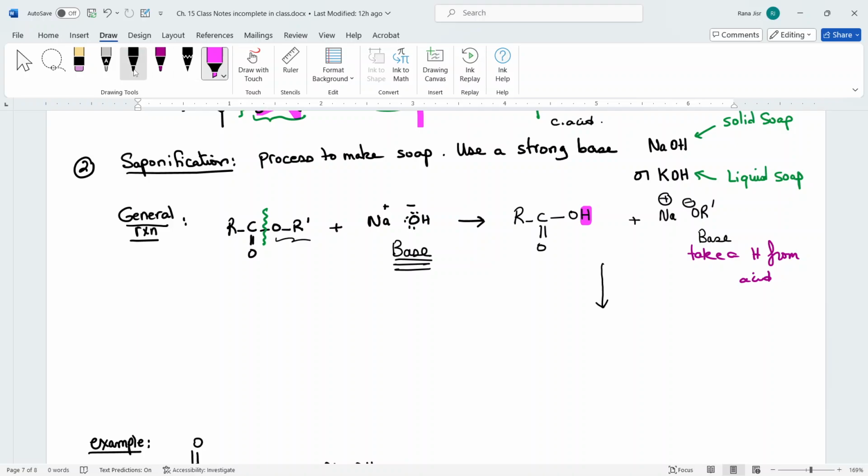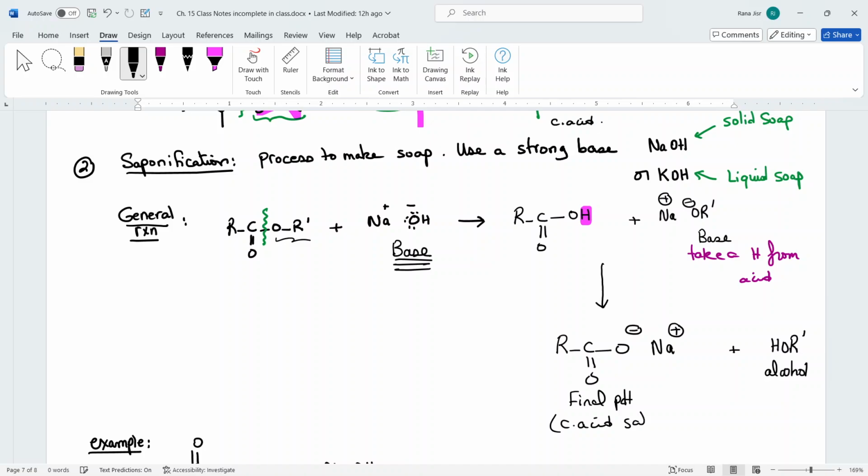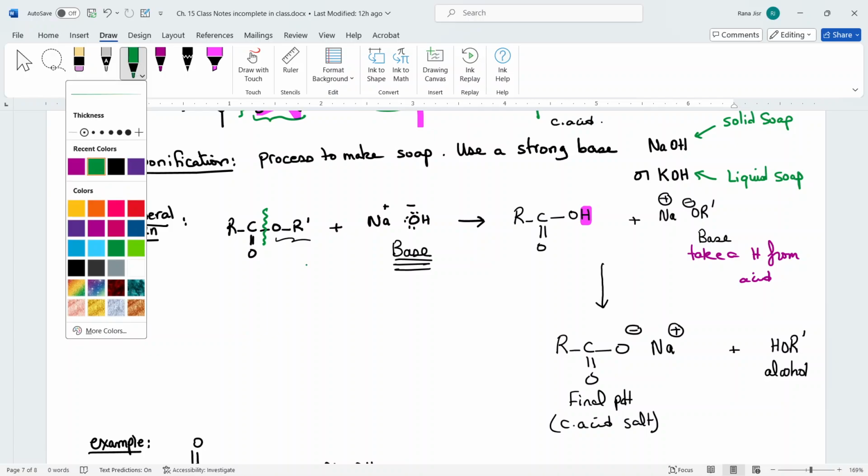So the base takes that hydrogen in there and it creates a salt in this case. So you have your negative charge that is balanced with the sodium, plus of course whatever the base took. This is the R prime OH in here, which is your alcohol. And that will be my final product. And this final product is a carboxylic acid salt. Okay, and that is what we call soap.